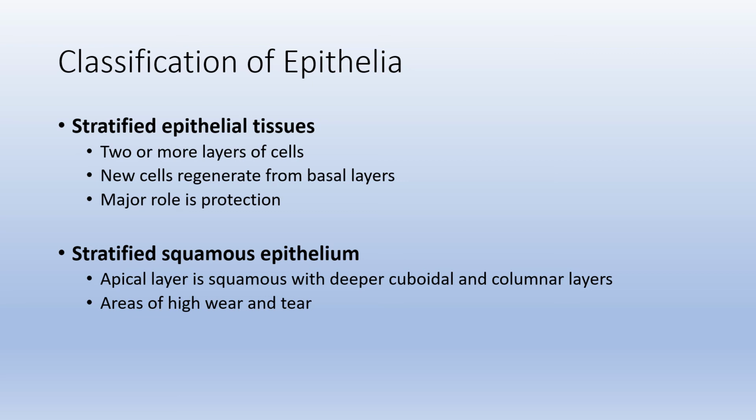Again, when you name an epithelial tissue that is stratified and you're trying to identify the shape of the cell, you want to look towards the apical surface. The apical surface will have a different cell shape compared to the basal layer. But stratified squamous epithelium, the best example is your skin. We have many layers of flat cells. We put it in areas of high wear and tear.